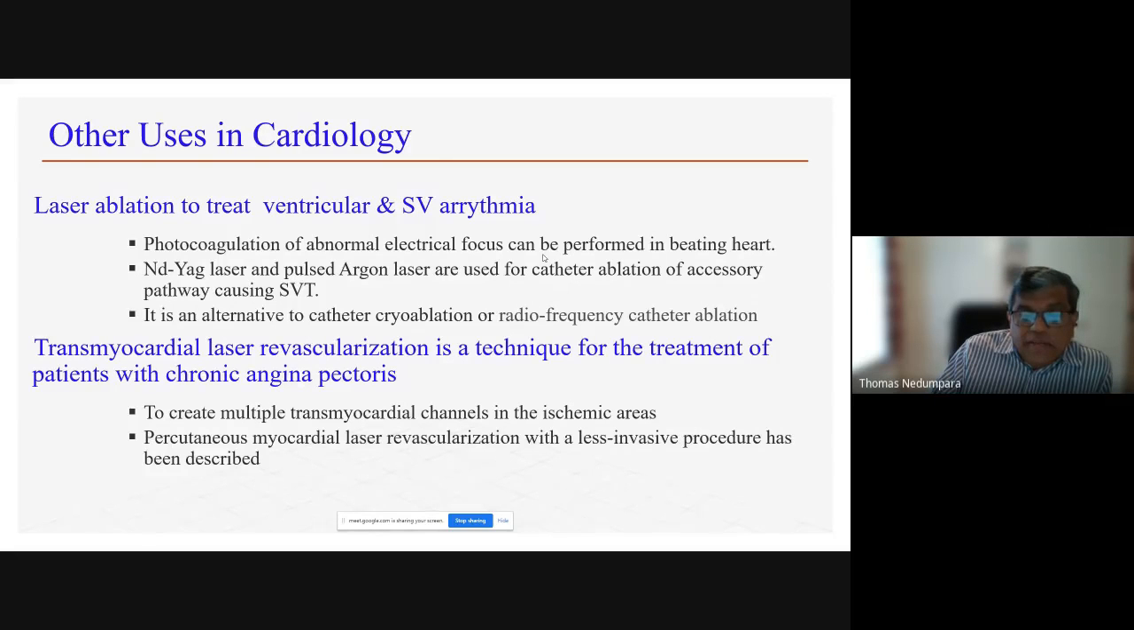To increase the blood supply to the heart muscle, you can use transmyocardial revascularization using the laser.